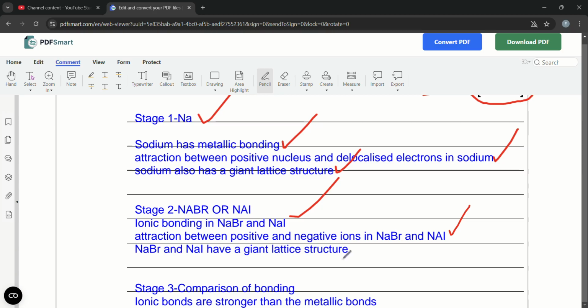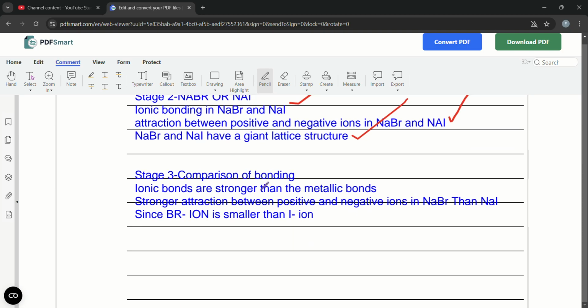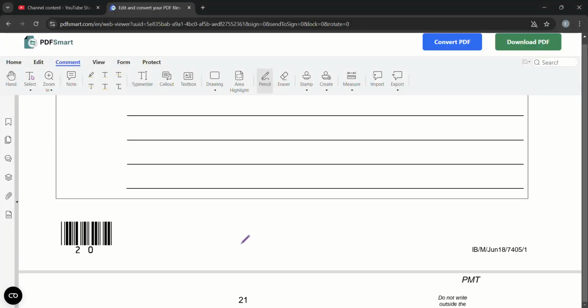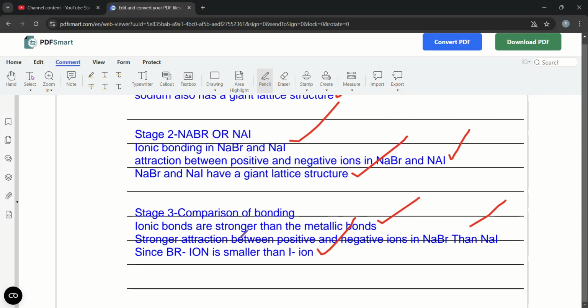NaBr and NaI have a giant lattice structure. Comparison of bonding. Ionic bonds are stronger than metallic bonds. Stronger attraction between positive and negative ions in NaBr than NaI, since the Br minus ion is smaller than the I minus ion. And that is for 6 marks with the 3 stages. Stage 1, Na, Stage 2, NaBr, NaI, and Stage 3, comparison of bonding.